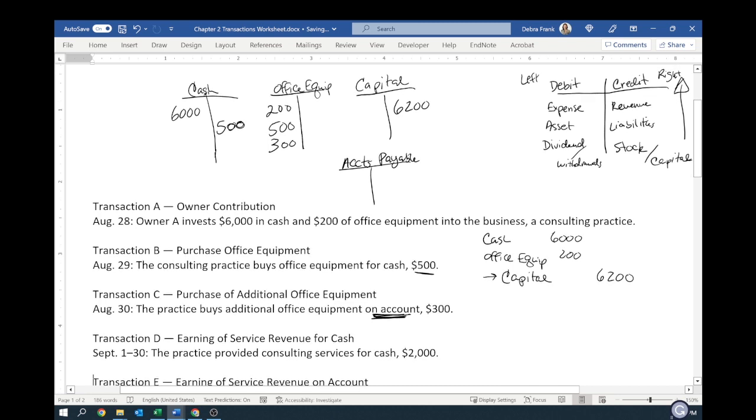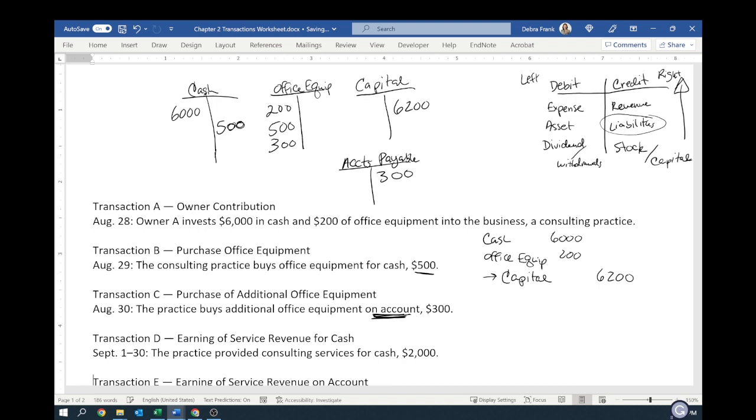And then now we have a liability account. We didn't have it before, now we do. So we need to reflect that liability account increasing. And that liability account is increasing by $300. So when a liability increases, it increases on the right side. So that is a credit. So on the credit side, $300.